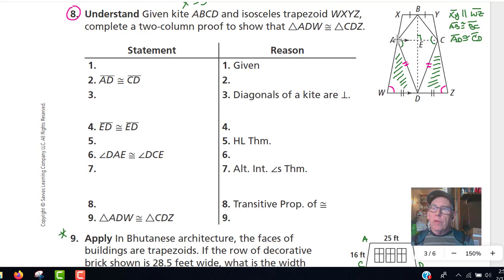This is the midpoint. Okay, if this is the midpoint of this side of this trapezoid, and no, it's not the midpoint though.